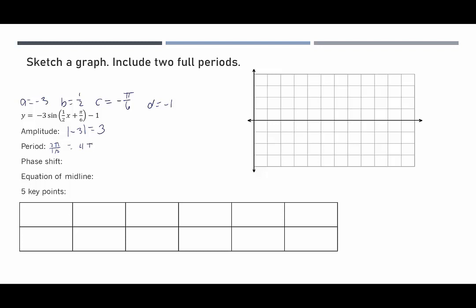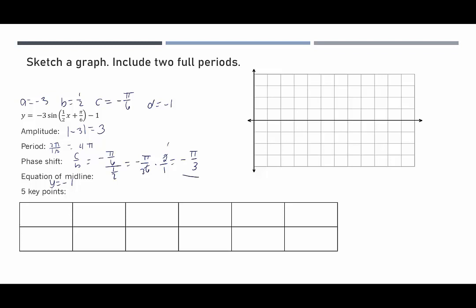The phase shift is found by taking c over b. So that will be negative pi over 6 over 1/2, which we can rewrite as negative pi over 6 times 2 over 1. We can multiply by its reciprocal, and we're going to end up with negative pi over 3. The equation of the midline, that's y equals d, so we'll have y equals negative 1. What other information do we want? We might want to know the ending point, or the ending x coordinate of the first period.